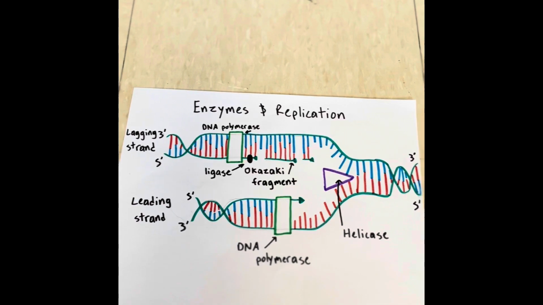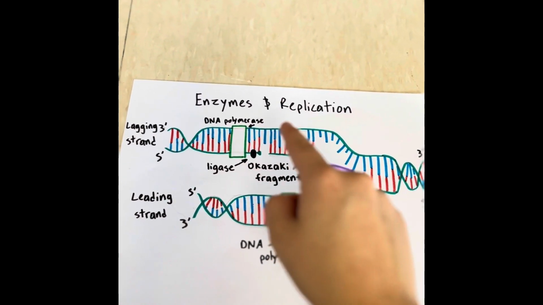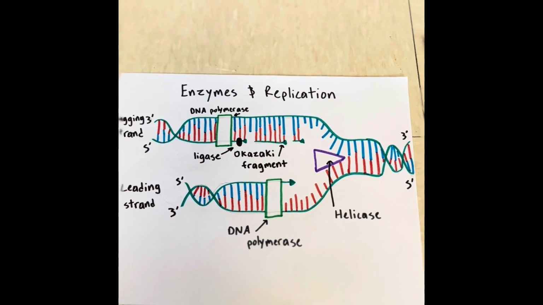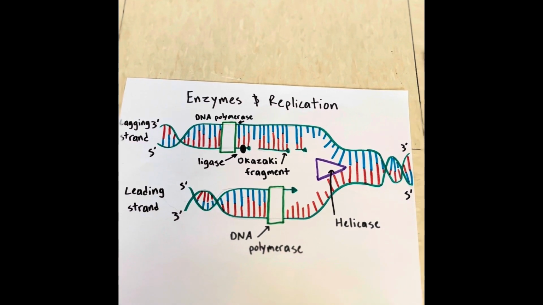When helicase unzips the DNA, it has a leading and lagging side. The leading strand is going in the same direction as helicase, making it the 5 to 3 strand. DNA polymerase is able to move with the helicase.